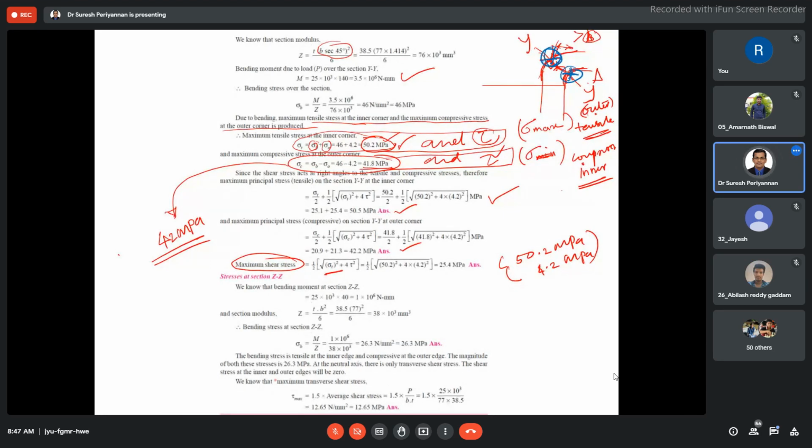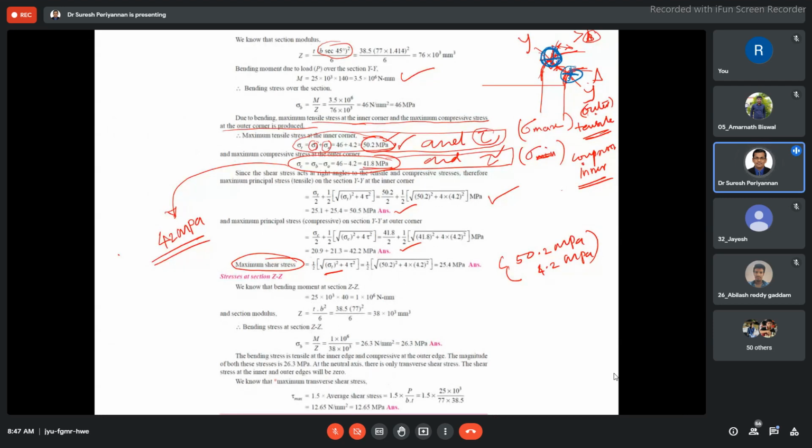Once we find out the stress component at each point, then we can find out the maximum principal stress, either on the compressive side or the tensile side. First, we are finding this component based on the compressive behavior, with respect to the bending moment. Then based on the tensile behavior, we are finding this one: tensile at the inner surface.